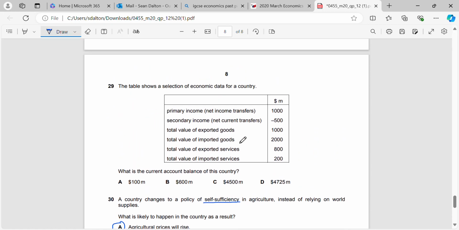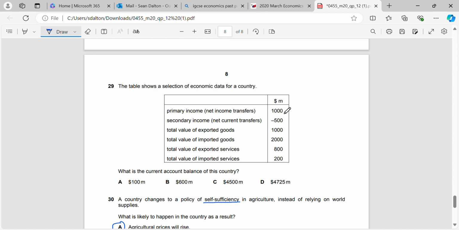Okay, 29. The table shows a selection of economic data for a country. What is the current account balance of the country? So remember, we've got to take our trade balance in goods, trade balance in services, and add our primary income and secondary income.